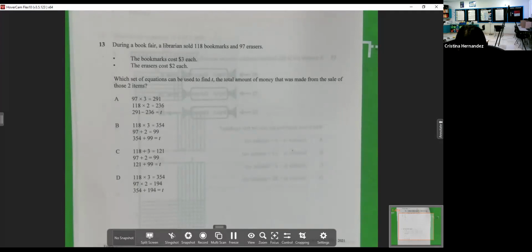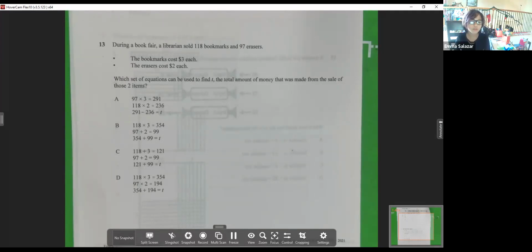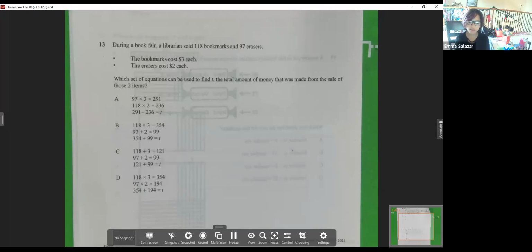During the book fair, a librarian sold 118 bookmarks and 97 erasers. The bookmarks cost $3 each, and erasers cost $2 each. Which set of equations can be used to find the total amount of money that was made from the sale of those 2 items?